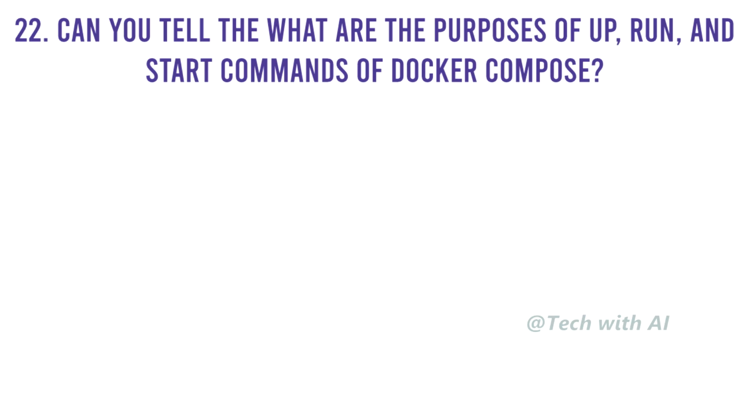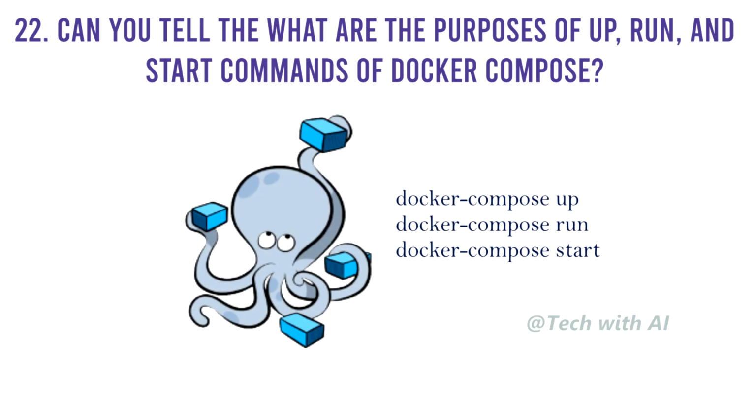Can you tell what are the purposes of up, run, and start commands of Docker Compose? Using the up command for keeping a Docker Compose up, ideally at all times, we can start or restart all the networks, services, and drivers associated with the app that are specified in the docker-compose.yml file. Now if we are running the docker-compose up in the attached mode, then all the logs from the containers would be accessible to us.